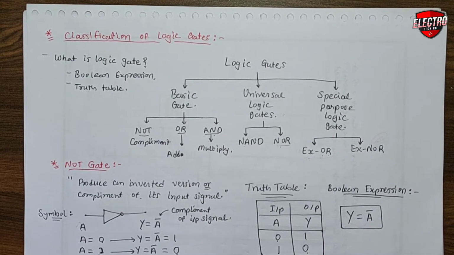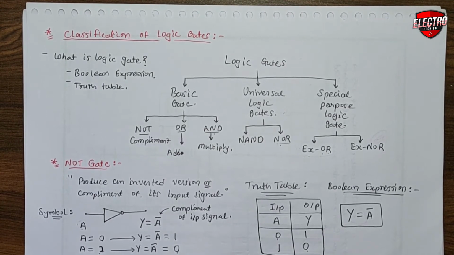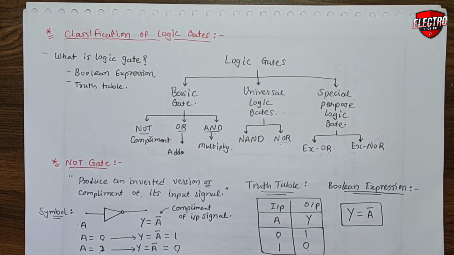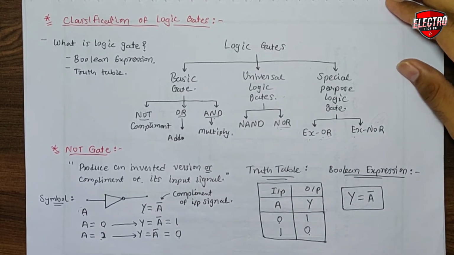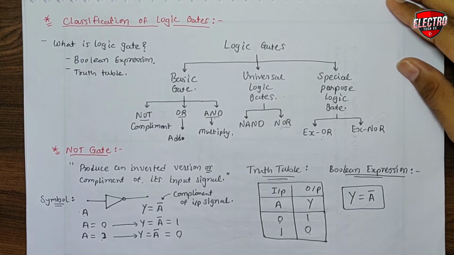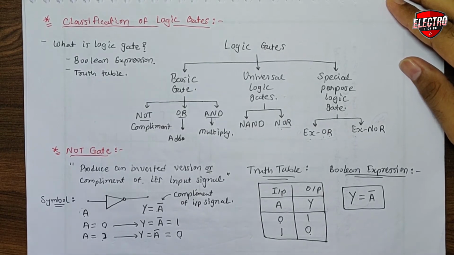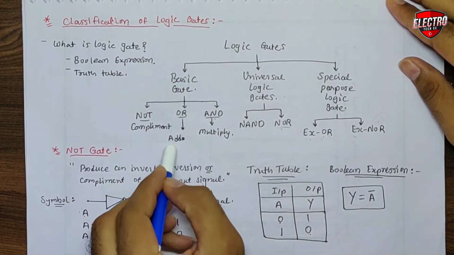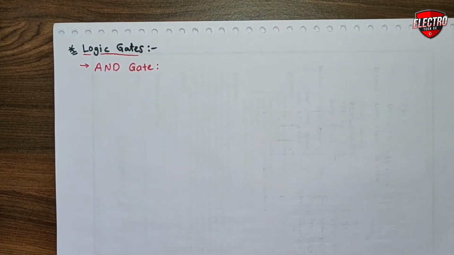Hello dear students, we had discussed different types of logic gates: basic gates, universal gates, and special purpose or derived gates. In that video we had also discussed the NOT gate. That is one type of basic gate, and the function of the NOT gate is to produce an inverted version or a complement of its input signal. In this video we are going to discuss the OR gate and AND gate. So let's start. Next one is the AND gate.